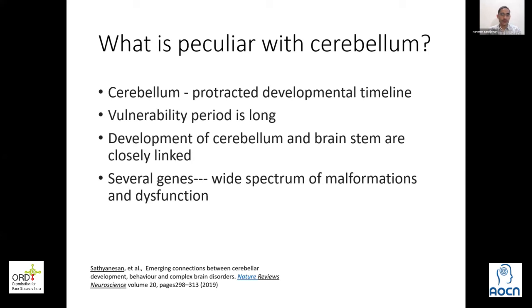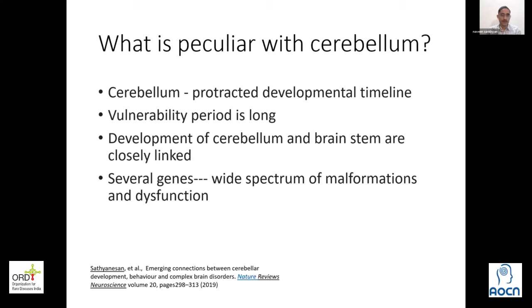So peculiar to cerebellum is that it has a very protracted developmental timeline, and the development of cerebellum from in utero continues for several years after birth, and that is why there is a long period of vulnerability for this part of the brain. And the second thing which is important to remember is that cerebellum and brainstem are closely linked functionally as well as from an embryological perspective. And we'll see why this is important in a few examples.